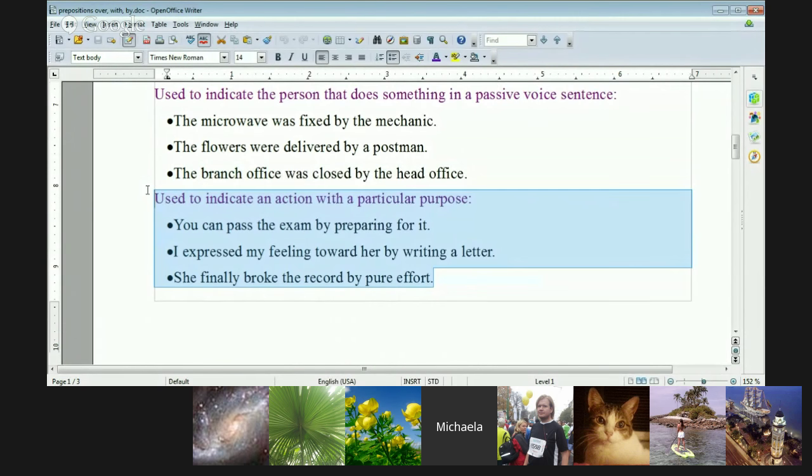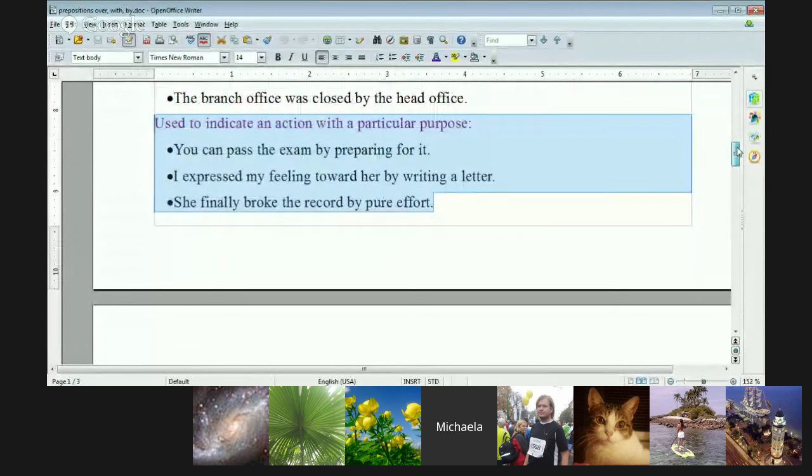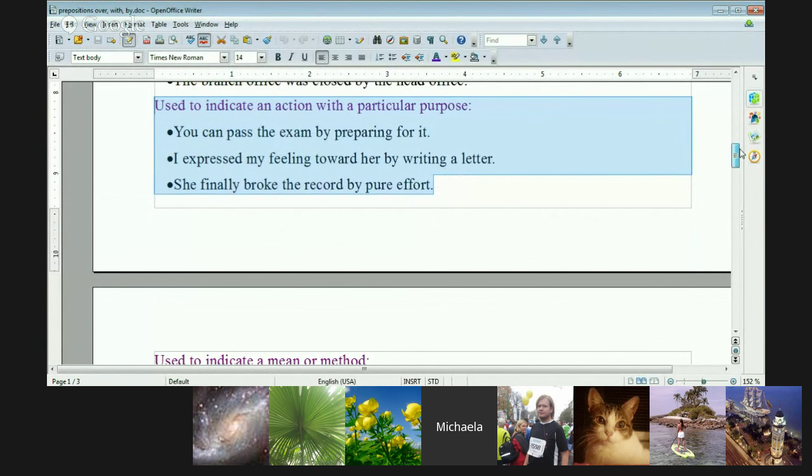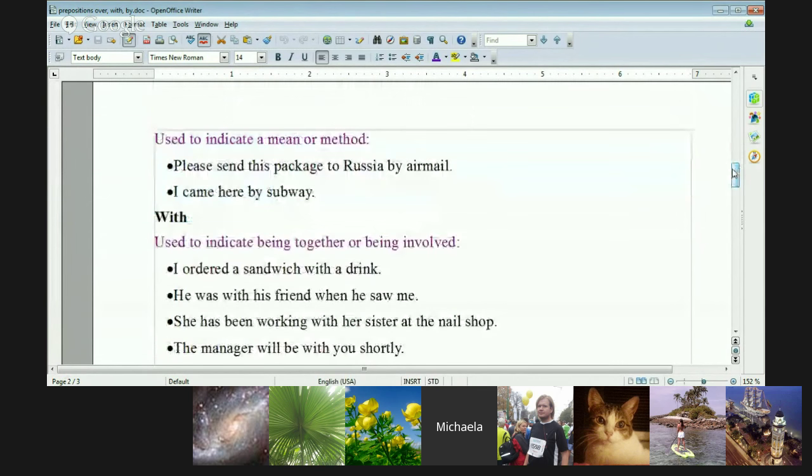Natalia, will you read this section? So used to indicate an action with a particular purpose. You can pass the exam by preparing for it. I expressed my feeling toward her by writing a letter. She finally broke the record by pure effort. Thank you very much. And we've got one more short section here with the pattern. That one's for Mateos.